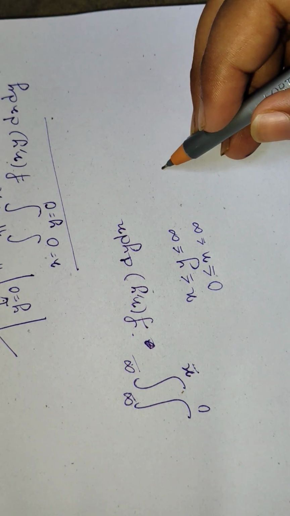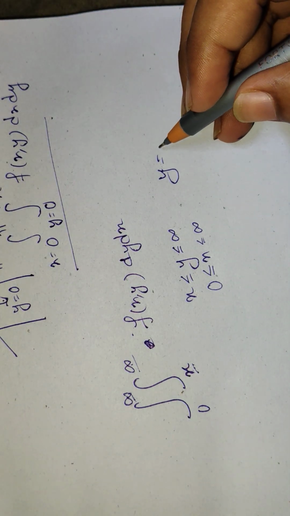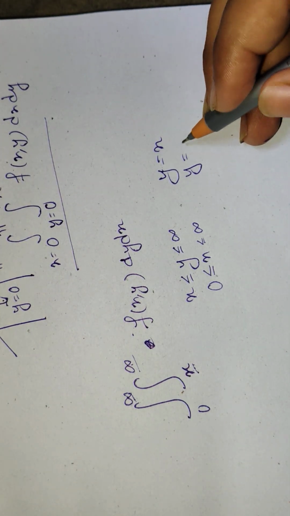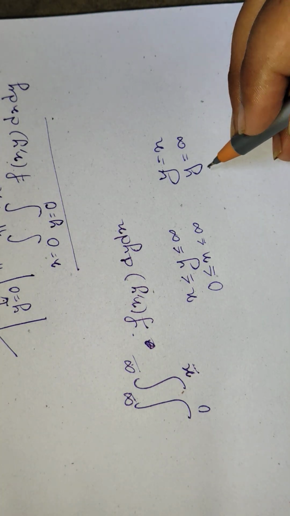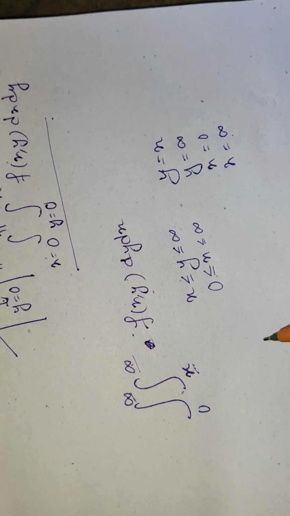Now basically the equations will be y equals x, y equals infinity, and let's say x equals 0 and x equals infinity, right? So what will be the graph? Let's focus on the graph.